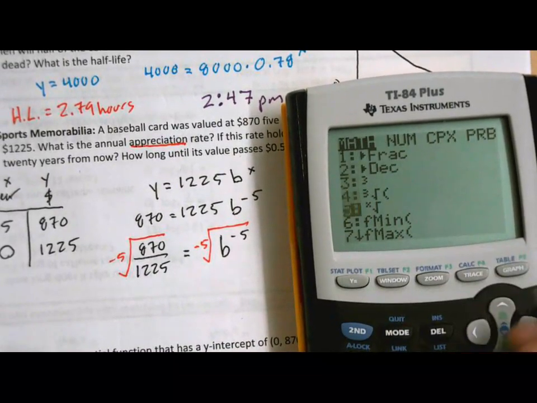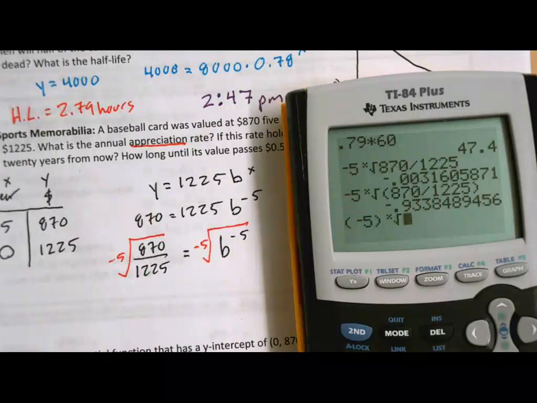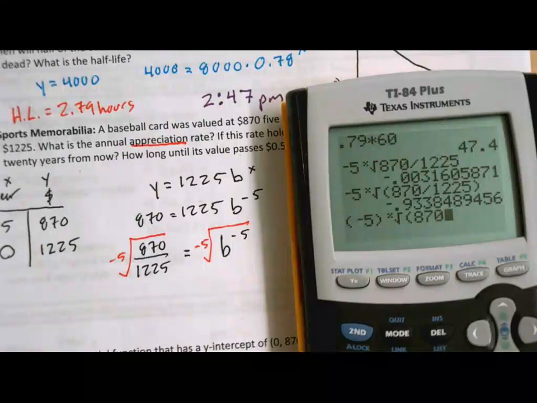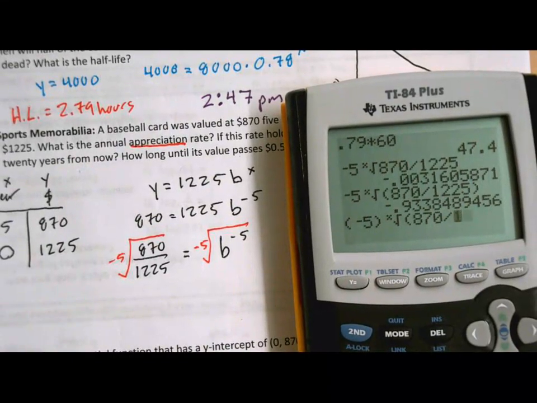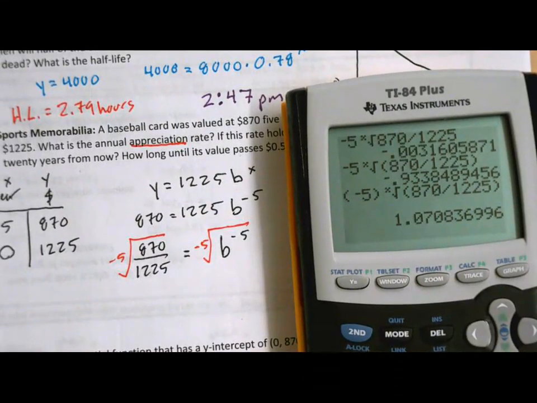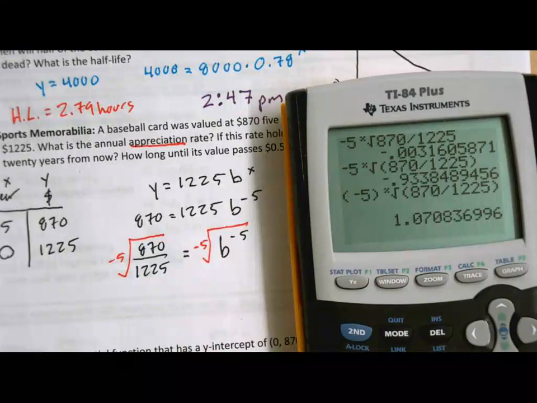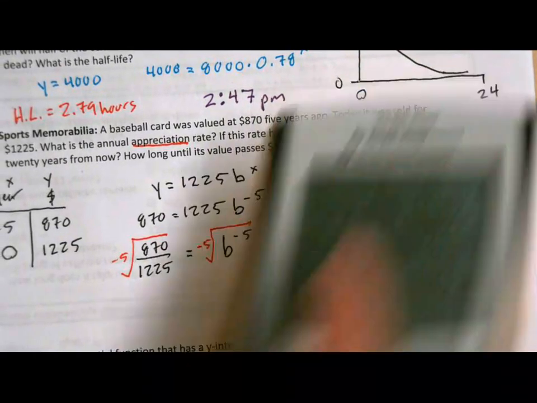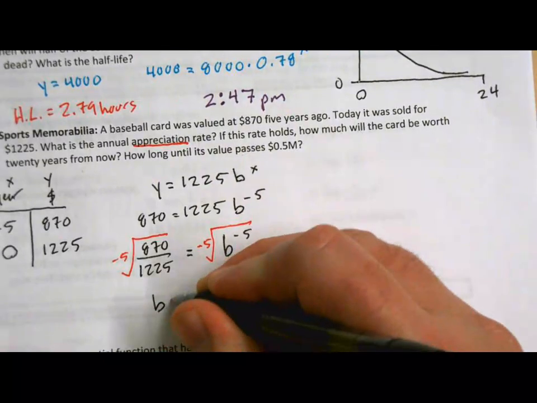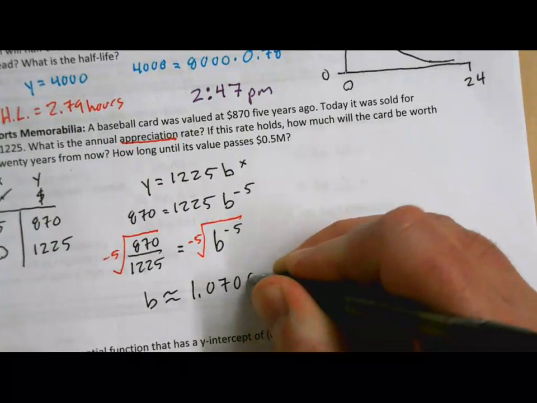So, all right, lesson learned. Negative roots need a parenthesis around the value of the root, and if you've got a fraction in there, we want a parenthesis there as well. So 1225, please work. 1.708. That seems more reasonable. That would be an increase over time, right? Because it's bigger than 1. So I'm going to go ahead and write that down. So B is about 1.0708.